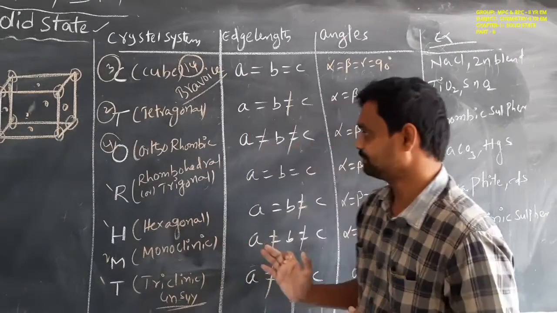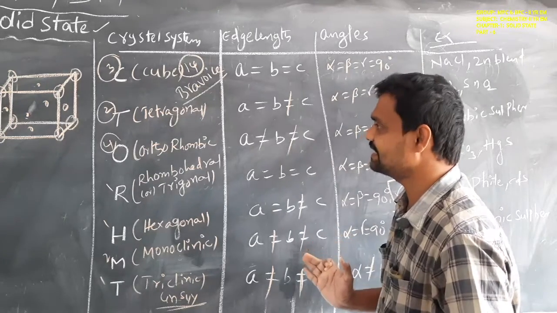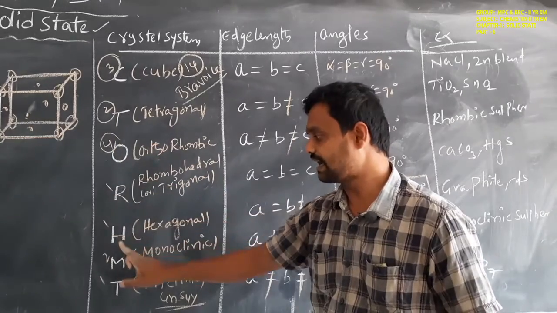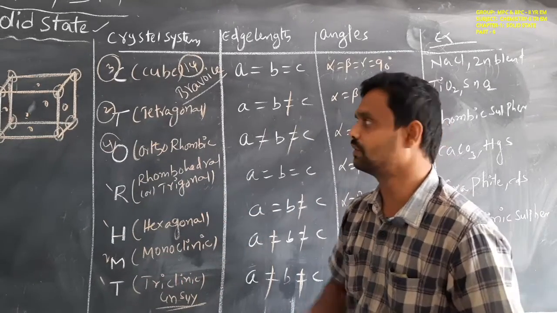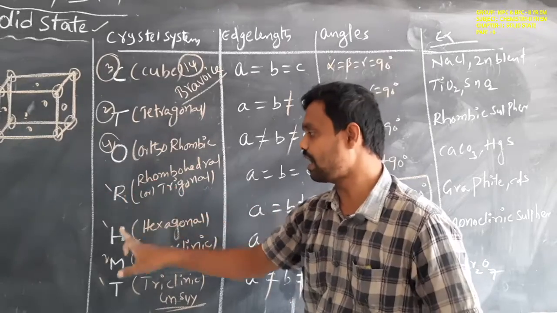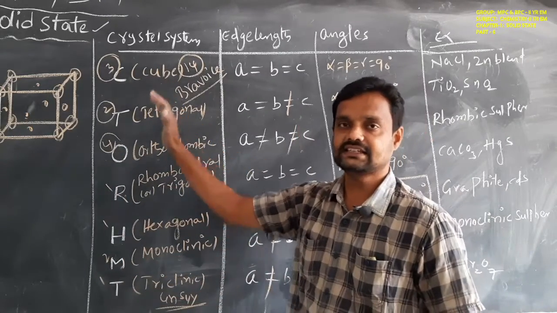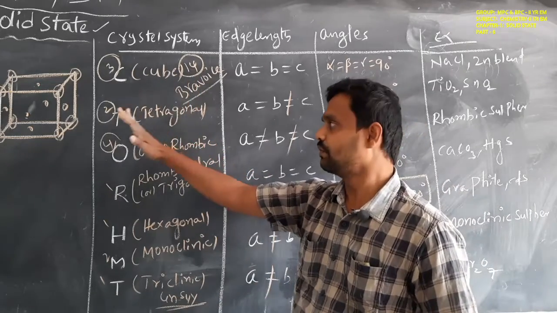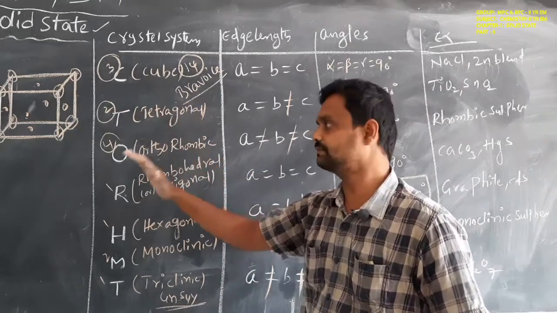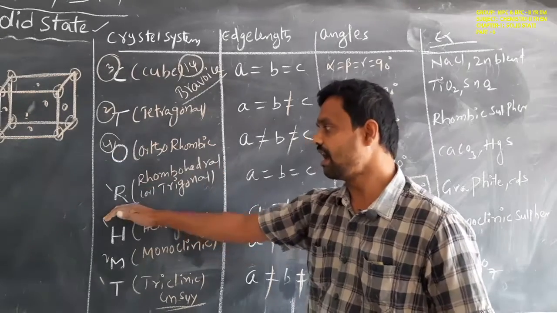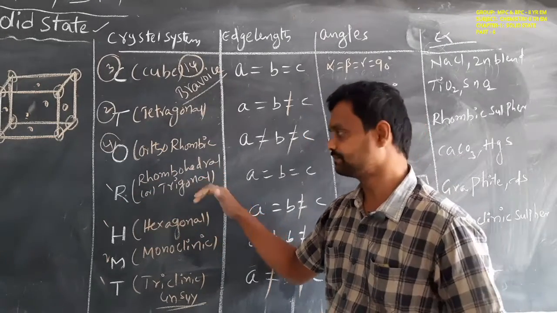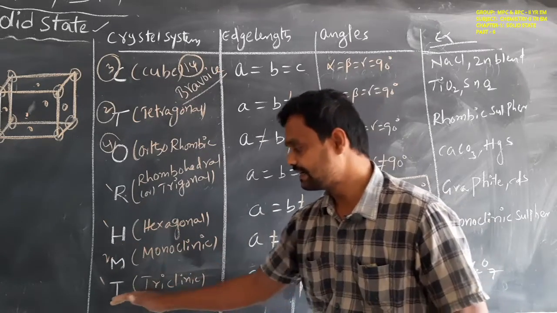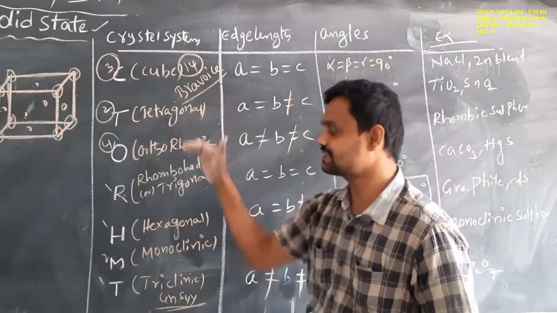So for example, in this table, how can we remember it easily? CTORHMT. This is the simple code. C means cubic, T means tetragonal, O means orthorhombic, R means rhombohedral, nothing but trigonal, H means hexagonal, M means monoclinic, T means triclinic. This is the crystal system code.